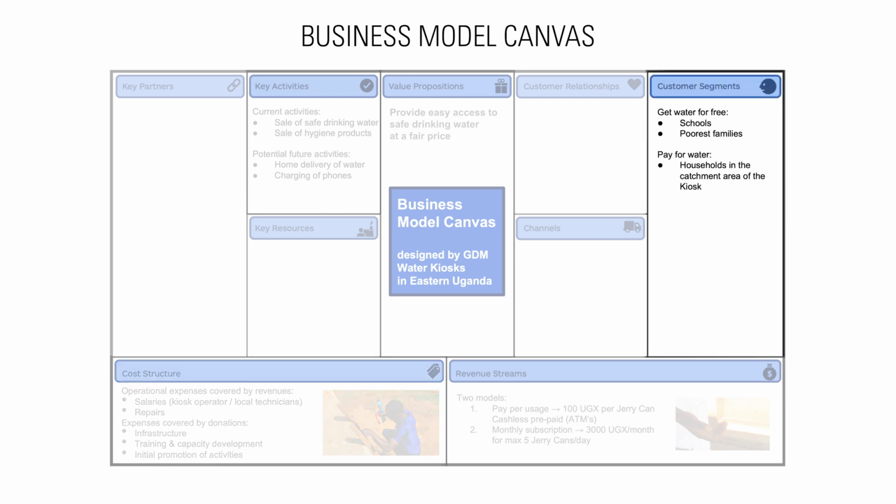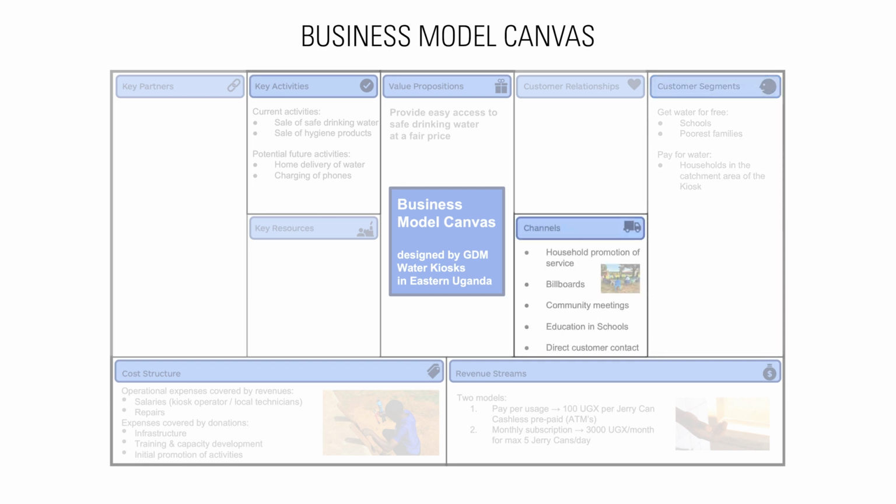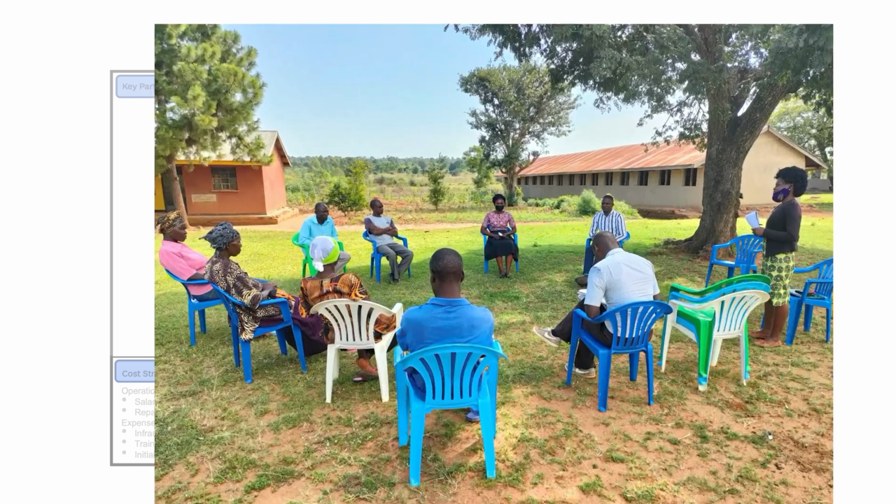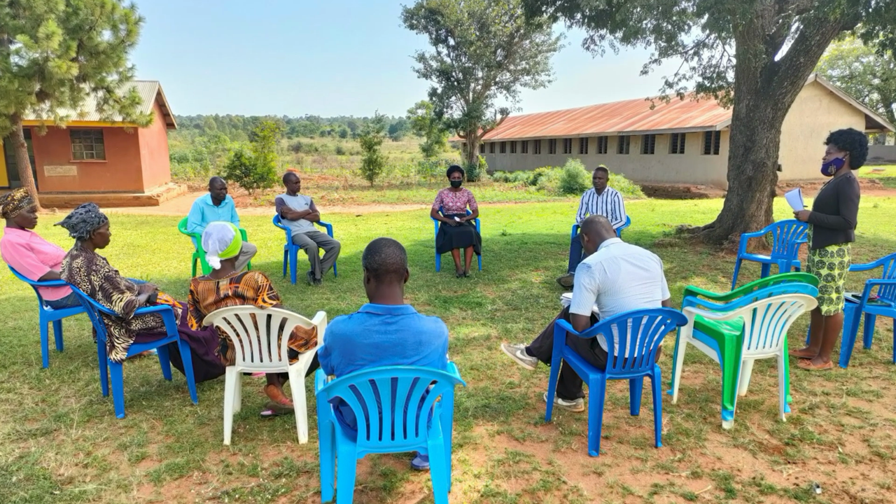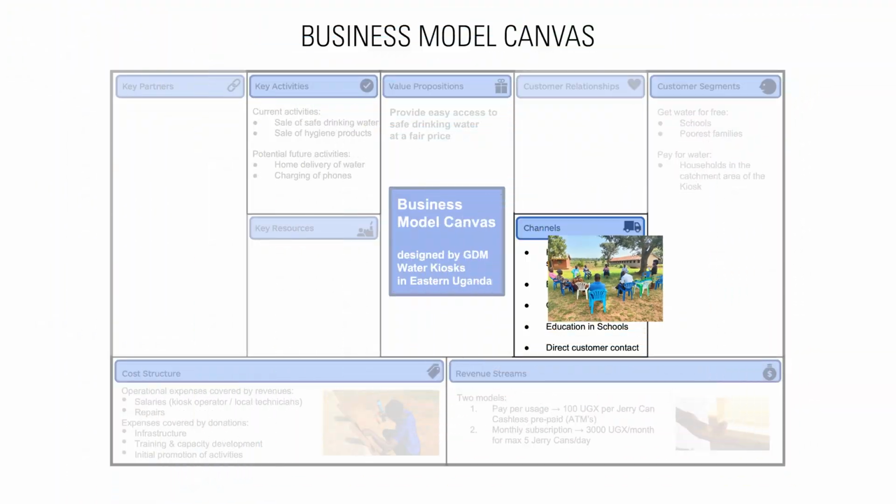To be able to plan your sales and define your promotional activities, you need to know who your customers are. Are you already reaching all your potential customers? What kind of channels can be used to promote safe water to potential customers? For example, customers could be reached through household or community trainings or via promotional materials.